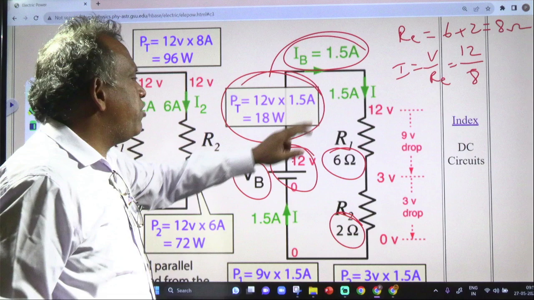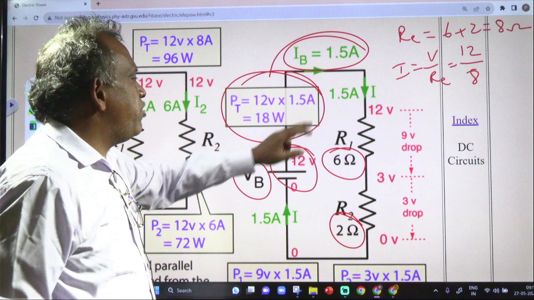Once you have the voltages, now you can find out the power. The power across the first resistance is voltage into current. Voltage is 9 volts, current is 1.5. So 9 into 1.5 is 13.5. Here the voltage is 3 volts into 1.5. So 3 into 1.5 is how much? 4.5. The total is 18 watts. So 13.5 and 4.5 is how it is distributed. 18 watts is distributed in this manner in the series connection.